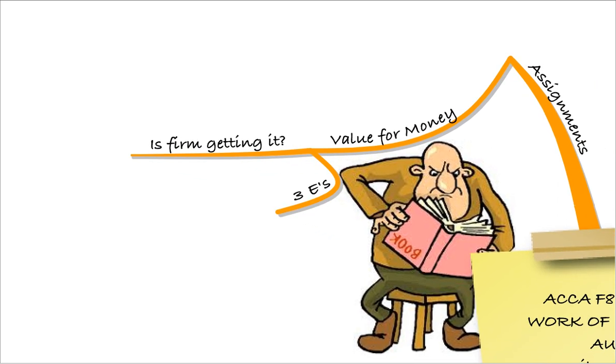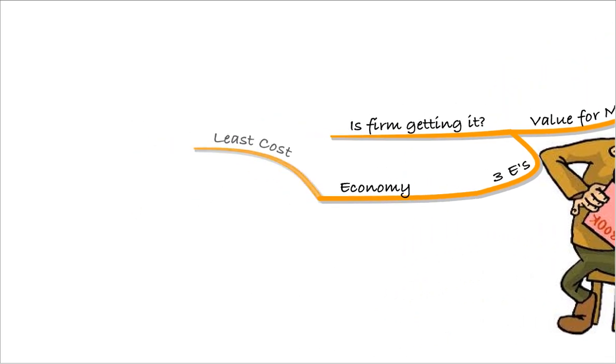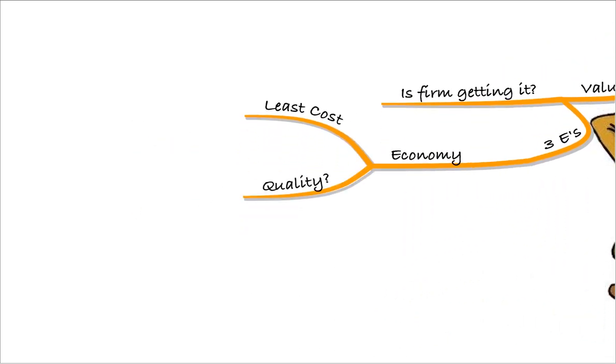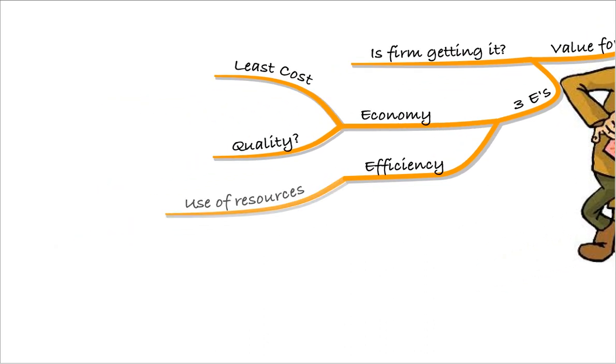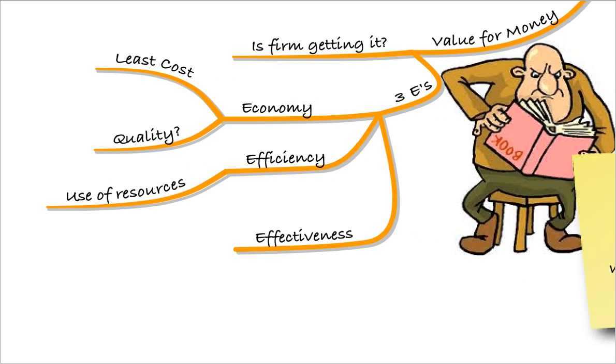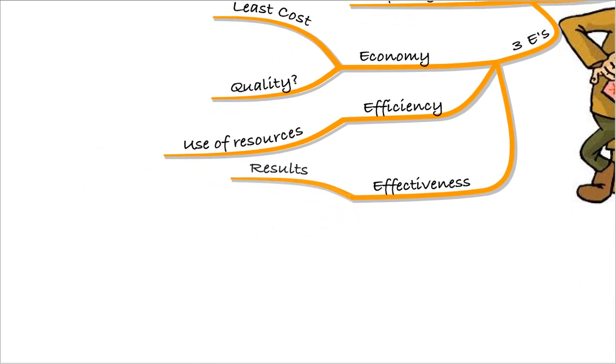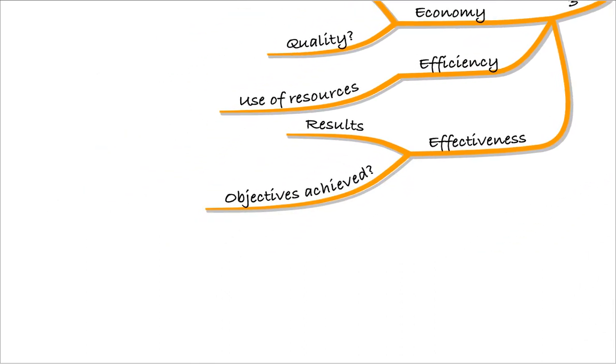The 3 E's. Economy, and that means getting things at the least cost but maintaining the quality. Efficiency, which means the use of resources within the firm. And lastly, effectiveness. Are you achieving the objectives or results that you're trying to by this process? So that's what a value for money audit is.